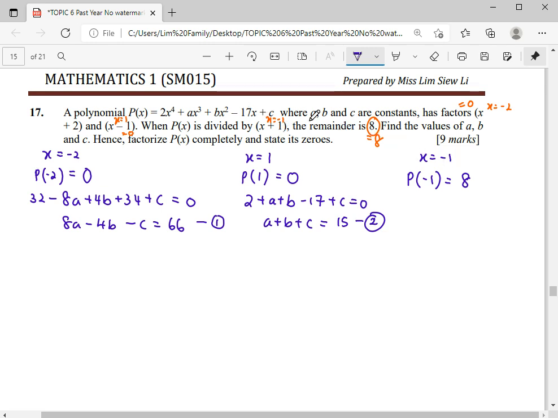So we substitute our negative 1 inside. What we get here, we get 2, and then minus a plus b plus 17 plus c equals 8. So we simplify, we rearrange, it will be a minus b minus c. I remove the negative together. So I get 3 simultaneous equations, because I want to find 3 unknowns, so of course I will have 3 simultaneous equations.